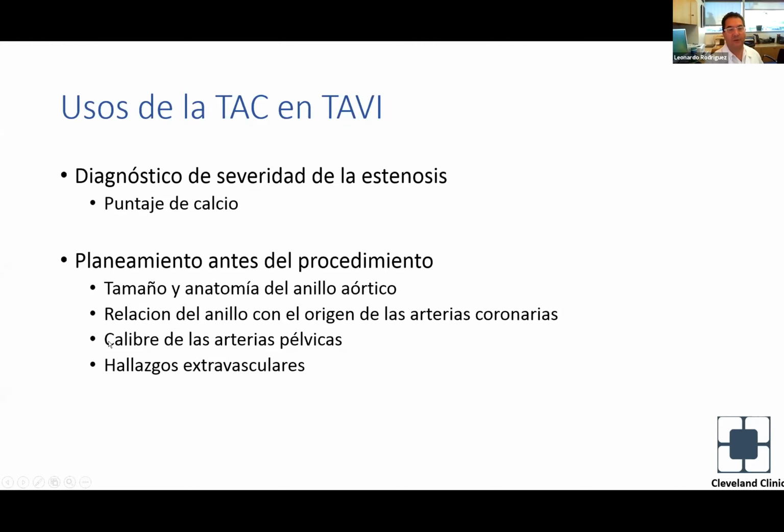Y esto es muy importante, como les decía antes, el calibre de las arterias pélvicas. Acuérdense que la inmensa mayoría de estos procedimientos intenta hacerse por vía femoral, y está claro que la mortalidad es muy inferior si se hace por vía femoral que si se hace por cualquier otra vía, transapical, transtorácica, subclavia, ¿no? Una vez que abandonamos las arterias femorales, las complicaciones y la mortalidad aumenta. Y obviamente los hallazgos extravasculares, como son en algunos casos cáncer no diagnosticado de pulmón o disecciones aórticas o aneurismas aórticos que deben ser tratados en ese caso quirúrgicamente.